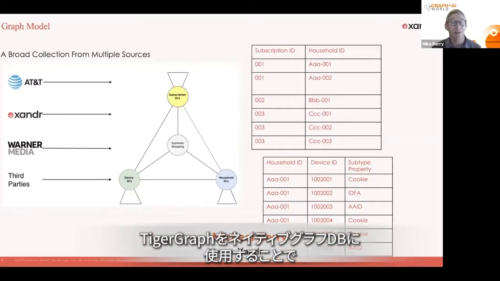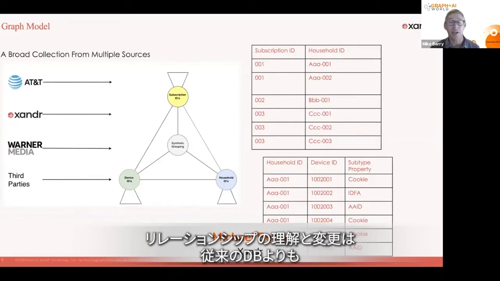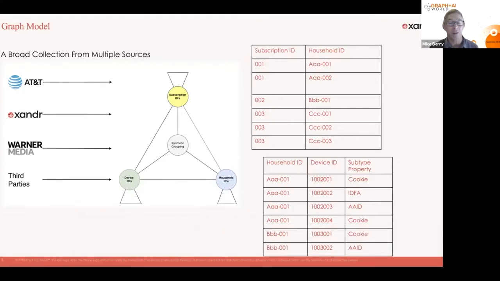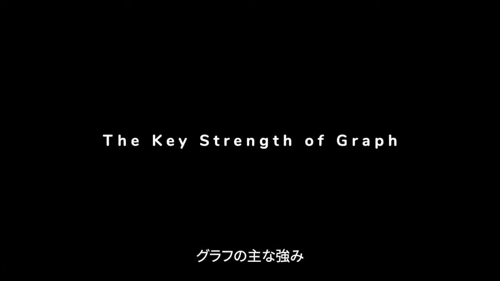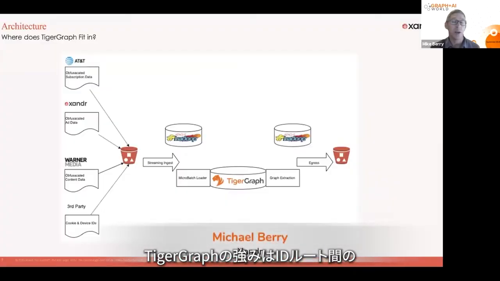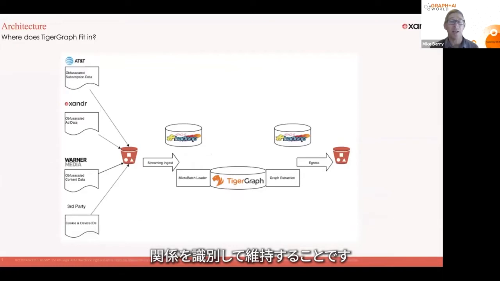By using TigerGraph, a native graph database, understanding and mutating relationships is more intuitive and easier to model than traditional databases utilizing countless table joins. We've found TigerGraph's key strength is identifying and maintaining relationships between our ID pools.